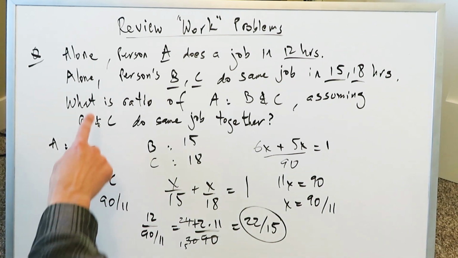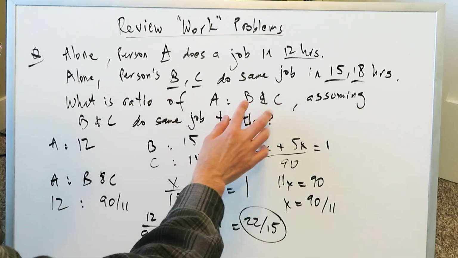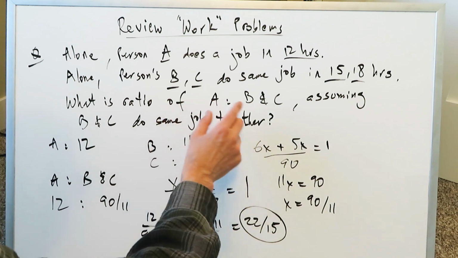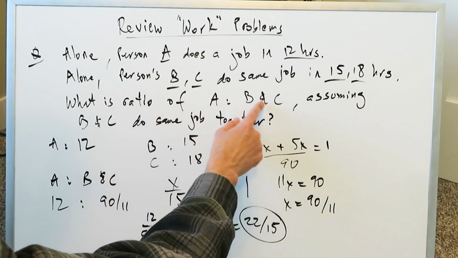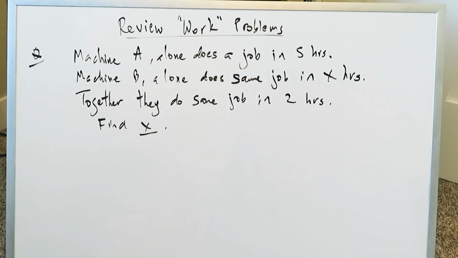Just for this type of question, don't make a mistake over here. What is the ratio of A to B and C? You want to put A here in the numerator, B and C in the denominator. If it's the ratio of B and C to A, you put this in the numerator and this in the denominator.